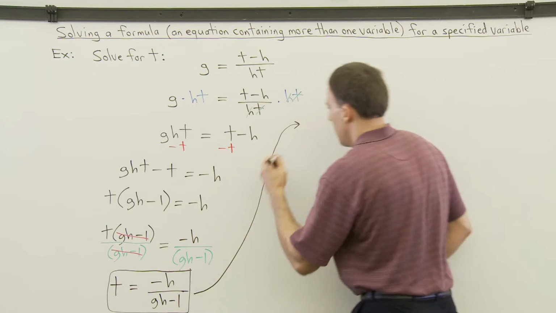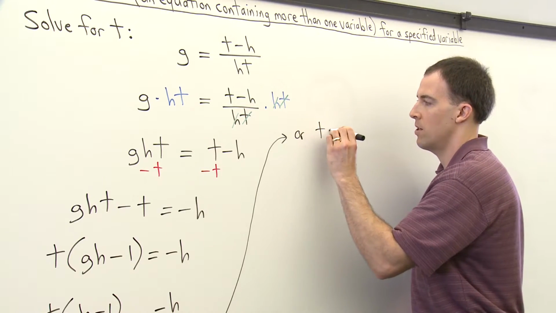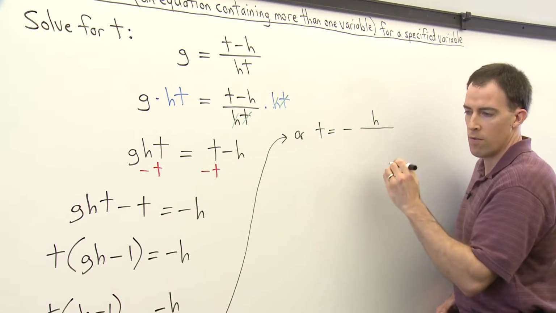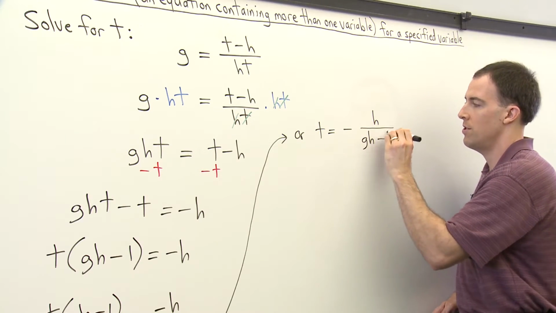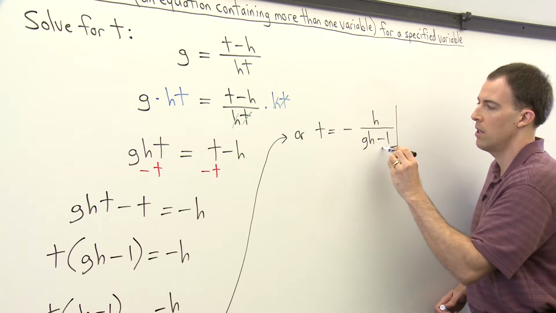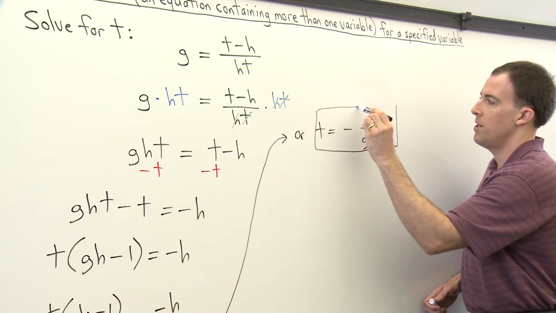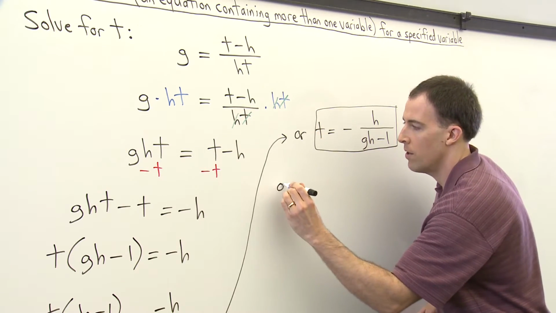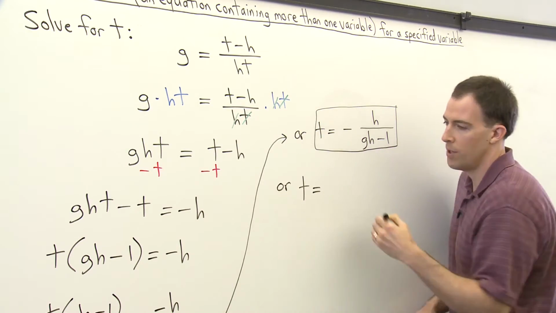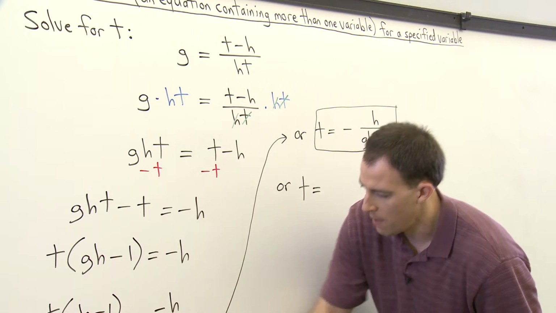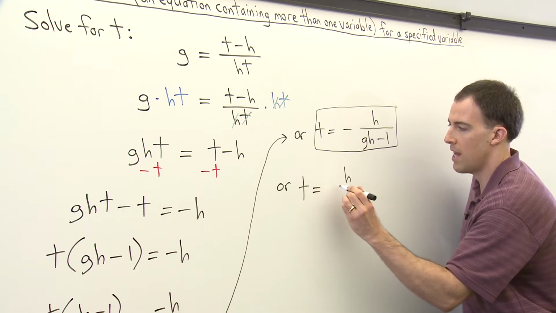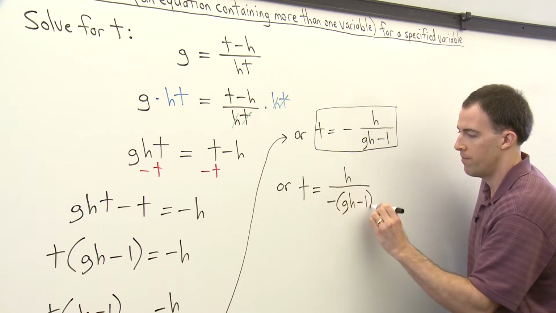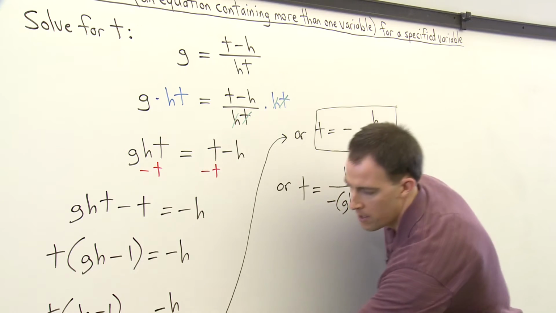So we could place that negative sign, like I mentioned, out in front of the fraction like this. T equals the negative of h over gh minus 1. This is another valid way to express t, with the negative sign out in front of the fraction. Or another equivalent way to express the solution is this. We could place the negative sign with the denominator and write it like this. T equals h over the negative of gh minus 1. I place the negative in front of the denominator.